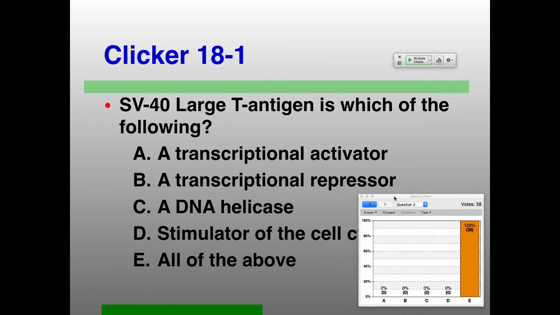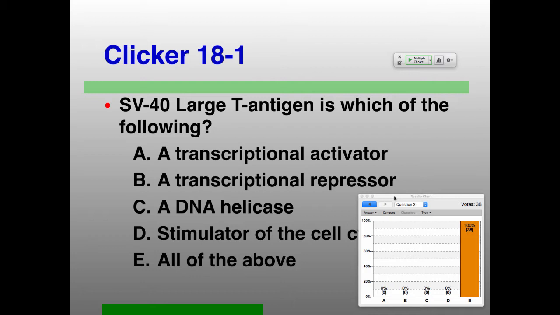So SV40 large T antigen is a transcriptional activator of what? Activator of what promoters? What genes? Okay, do I have to call somebody out? Well, giving people a chance to think about it, or go back and look at their notes, as the case may be. Yeah, so it blocks the late genes, exactly.